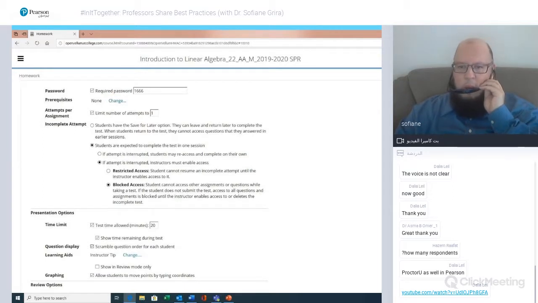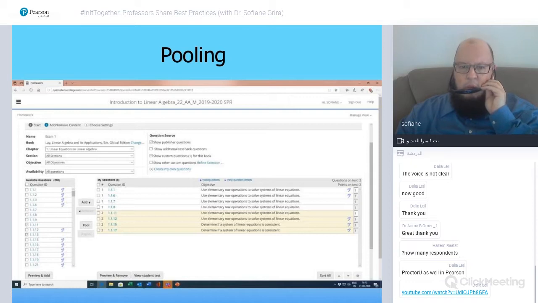Then here, when you select the question, you see in blue it's written pulling question. I did this example to show you. For example, for question one, we have four questions. It means the system will choose the first question among these four questions. So the students will get different questions. The first question can be the first or the second or the third or the fourth. Like this, the students will get different exams also. That's important.